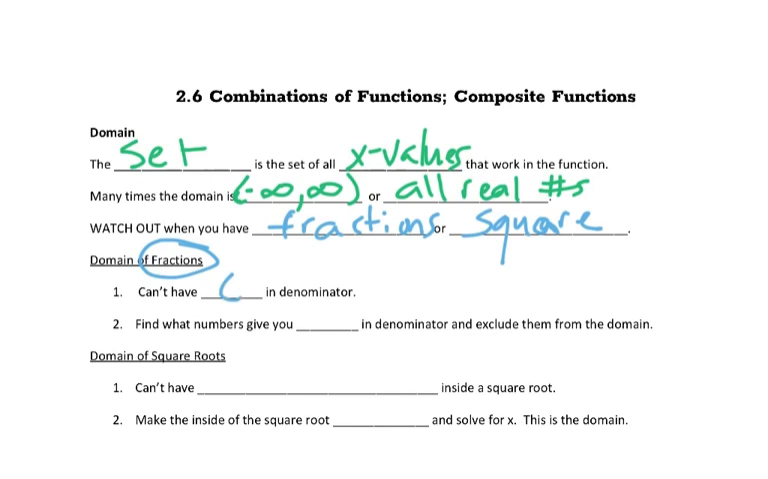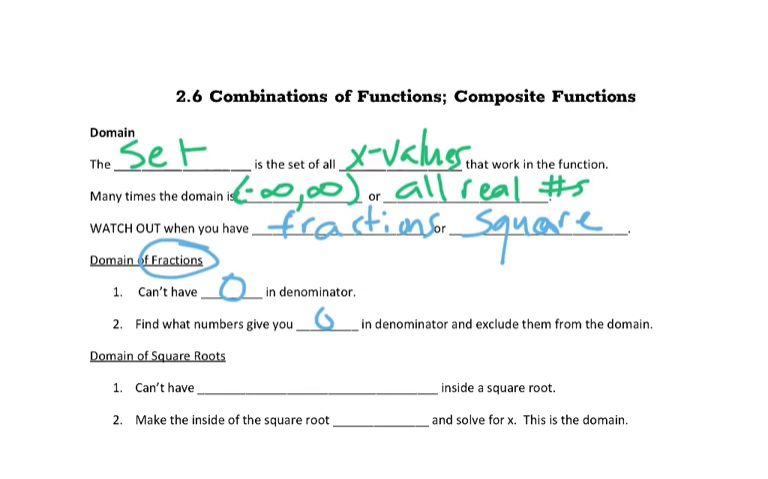We can't have 0 in the denominator of fractions. You have to remember that because that affects the domain. So you find out what number gives you 0 in the denominator, and then you exclude them from the domain. And we'll look at some examples in a minute.